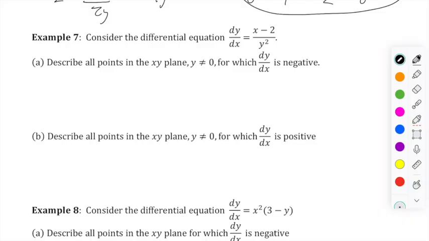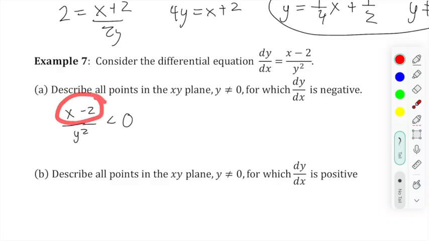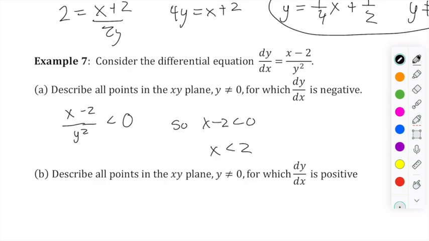Consider this differential equation. Describe all points where the derivative is negative. So we want to know where this is less than 0. Now, we know that this will always be positive. So this is really all that affects. If the top is negative, then the whole equation will be negative. So any point where x is less than 2, the derivative is negative.